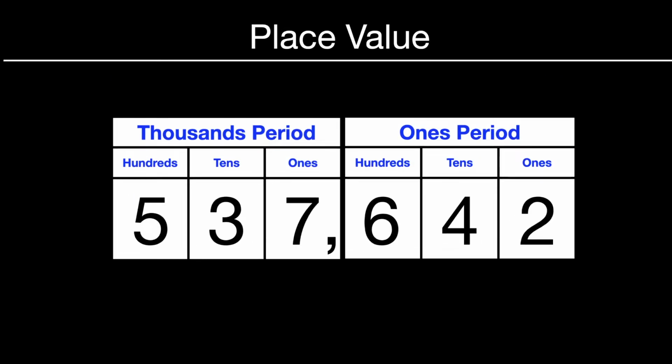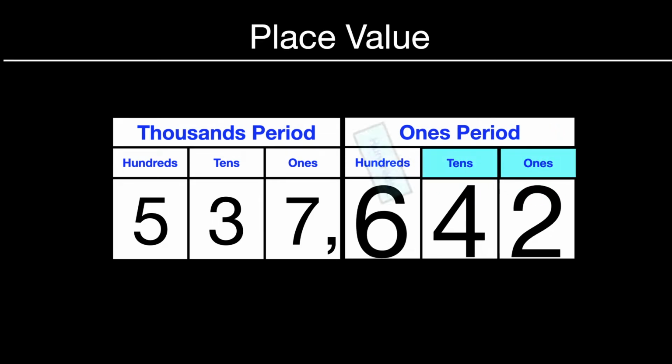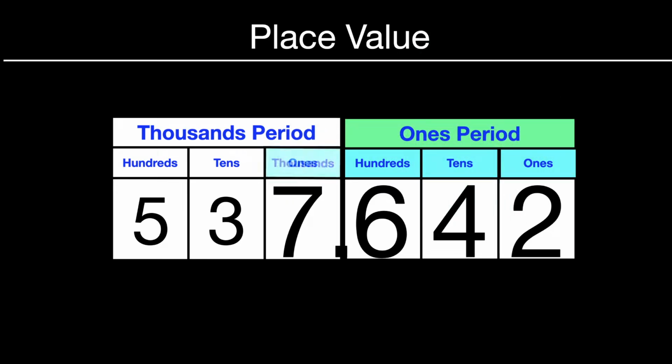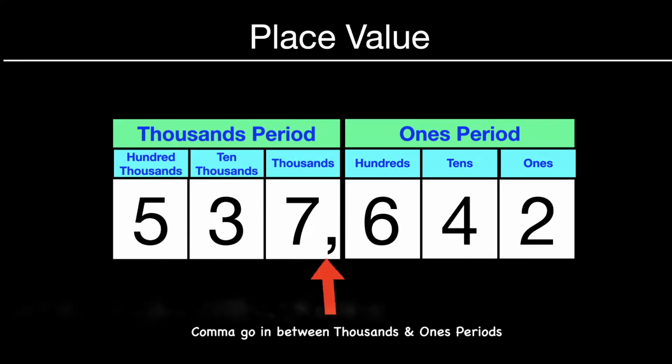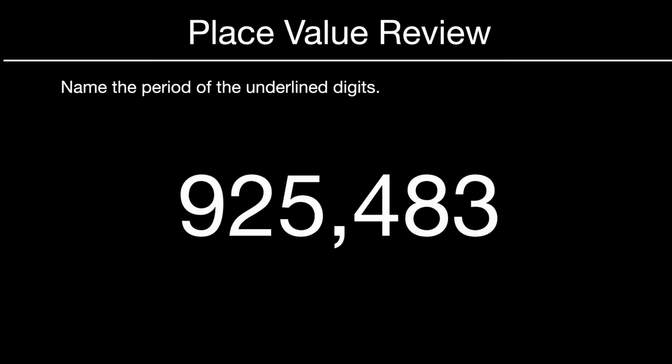So we'll put our number in the place value chart. Our digit 2 is in the ones, the 4 is in the tens, the 6 is in the hundreds place value. Those 3 make up the ones period. Then we have the 7 in the thousands, the 3 in the 10,000s, and the 5 in the 100,000s, and that's the thousands period. The comma goes in between the thousands and the ones period, and it just helps you to keep track of where you are in the number.